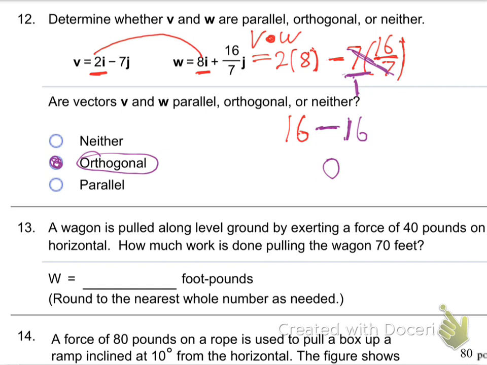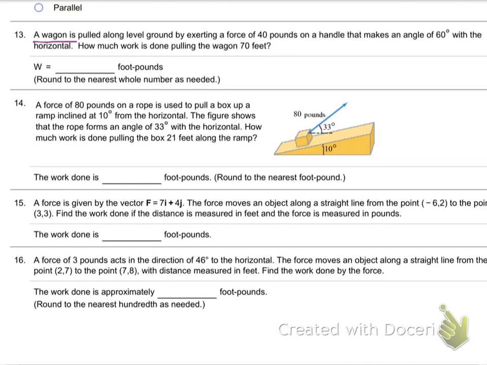You see it down there, the wagon. Here we go. A wagon is pulled along level ground by exerting a force of 40 pounds on a handle that makes an angle of 60 degrees with the horizontal. How much work is done in pulling the wagon 70 feet?